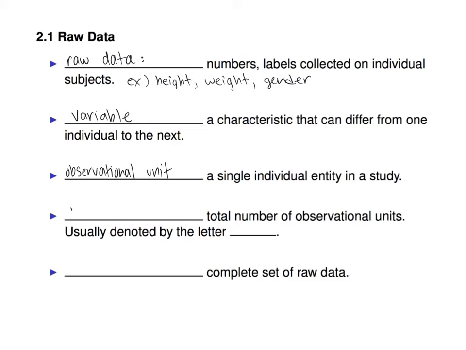Now, the sample size is the total number of observational units, and in this class it's almost always denoted by the lowercase letter n. So the number of observational units you have is denoted by n, and your data set is your complete set of raw data.